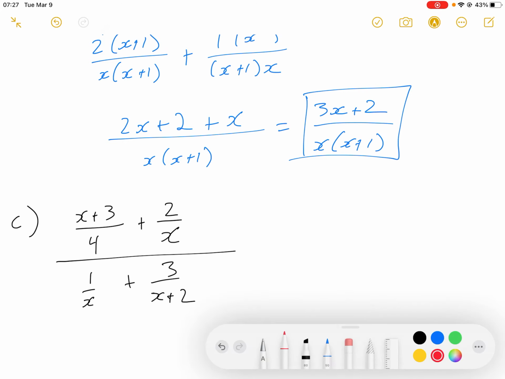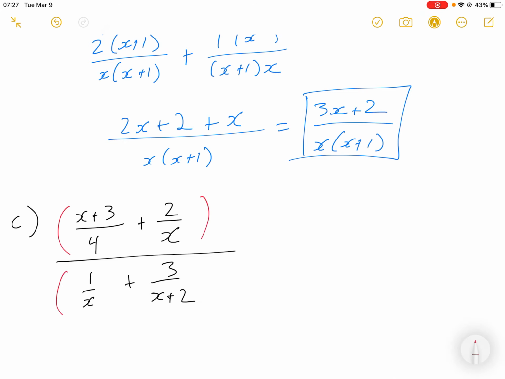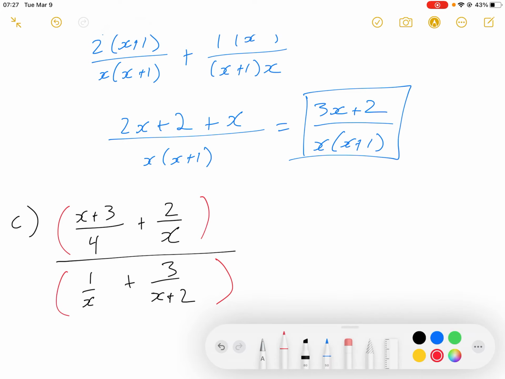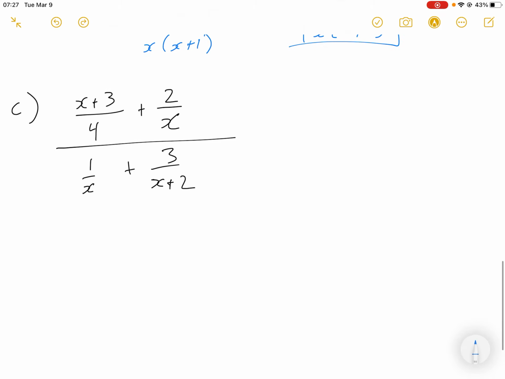Okay, so just remember what I said here. There's technically a set of parentheses in the numerator and the denominator. So you have to do the addition before you can do this division. So let's go ahead and do that. So I'm going to rewrite the numerator as, let's see, the common denominator will be 4x.